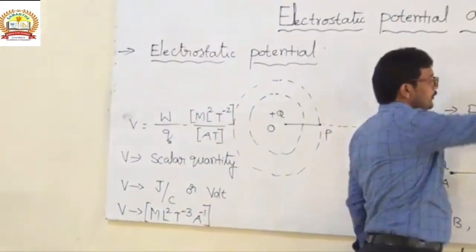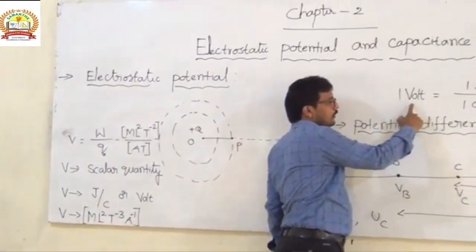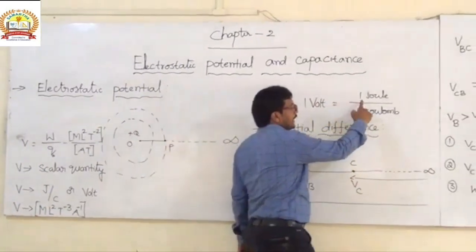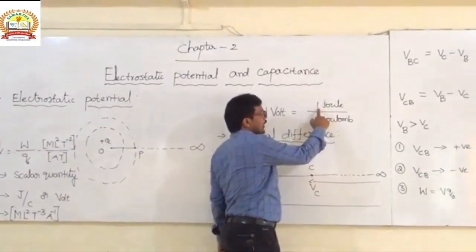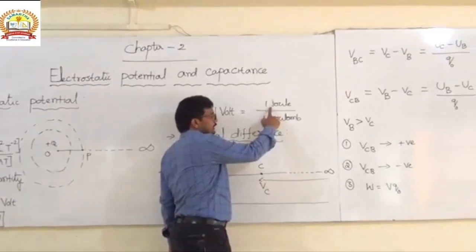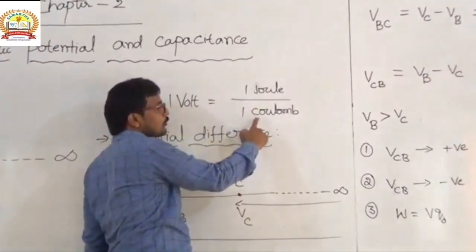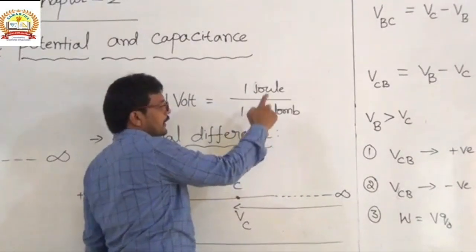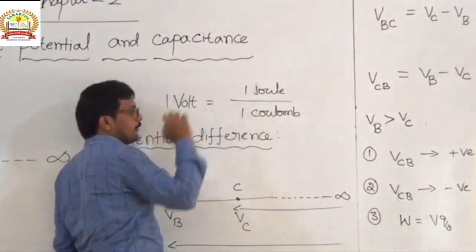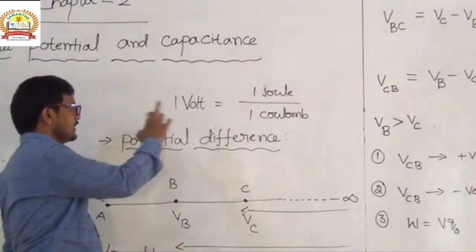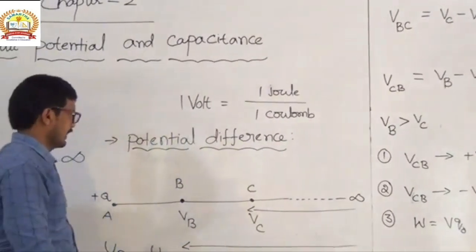The electrostatic potential is said to be 1 volt when 1 joule of work is required to bring 1 coulomb of charge from infinity to the given point, then the potential is said to be 1 volt.